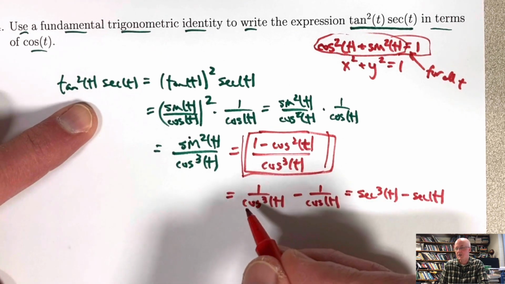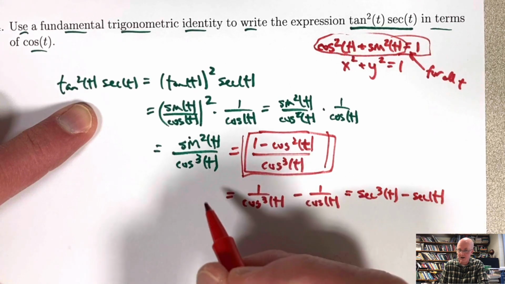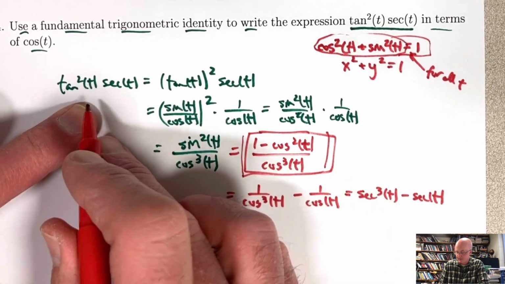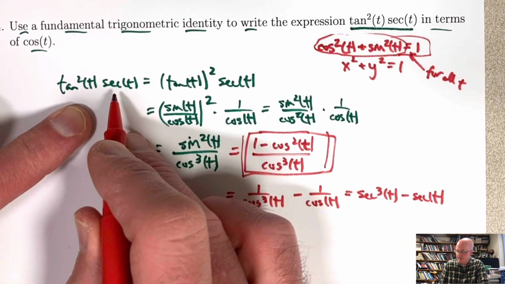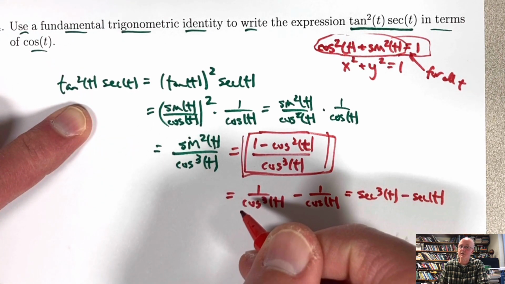As a final note, I should also say that these functions are undefined at certain values of t, for example, like pi over 2. So that's where this tangent and secant would be undefined. So these equations are only true for all values of t where these functions are defined.